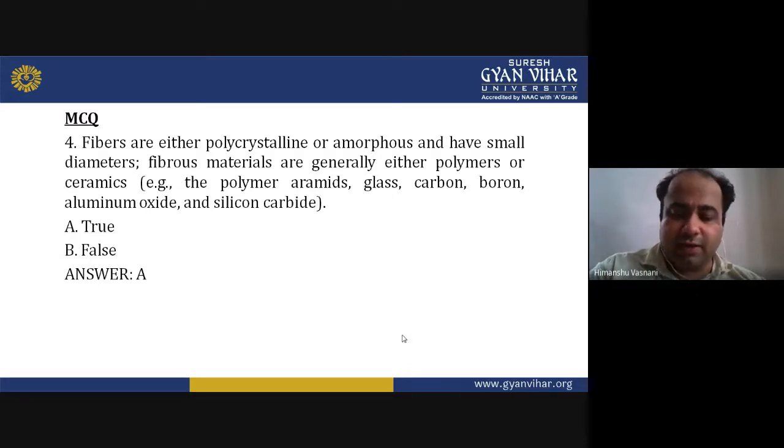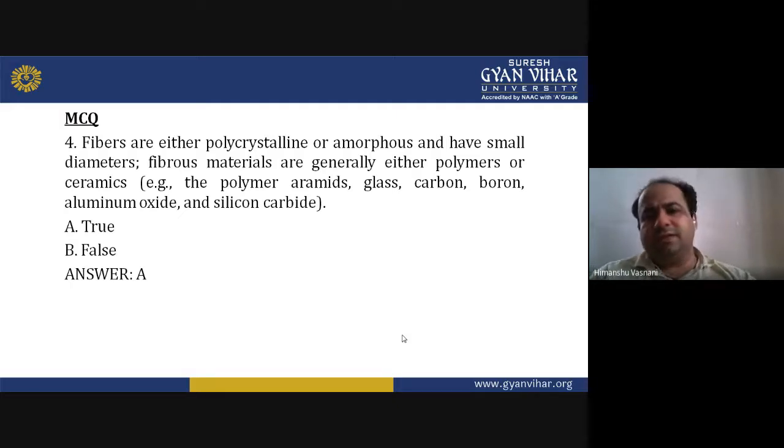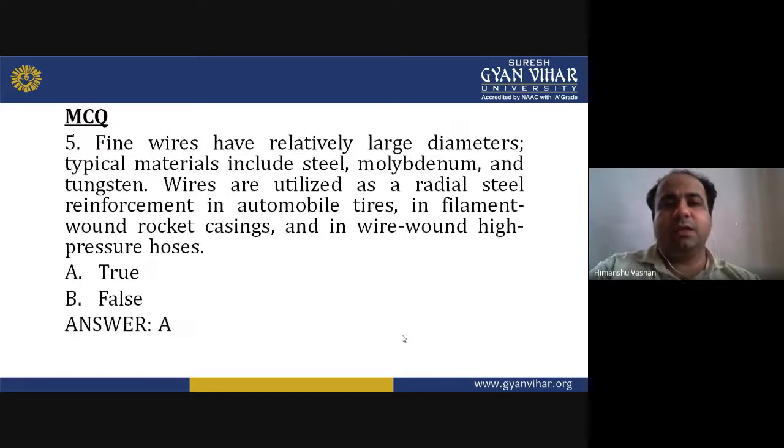Now, fibers are either polycrystalline or amorphous and have small diameters. The fibrous materials are generally either polymers or ceramics, and the examples they have given are glass, carbon, boron, aluminum oxide, and silicon carbide. So I think it's true. A is the answer.